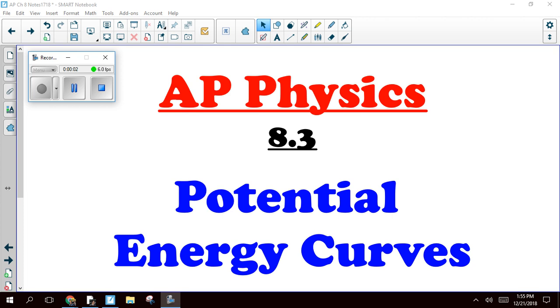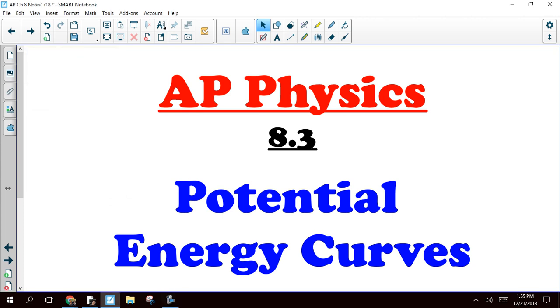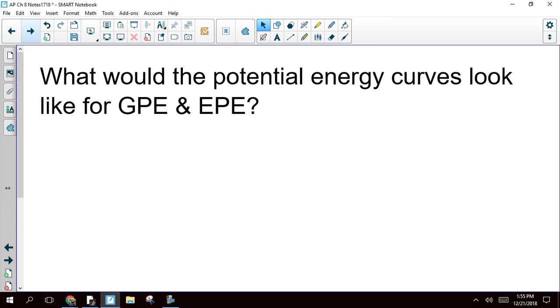All right, so today we're going to learn about what are called potential energy curves. All right, so what is a potential energy curve? Well, a potential energy curve is just a graph that shows you the potential energy of an object as a function of its position. So simple examples would be to look at GPE and EPE.